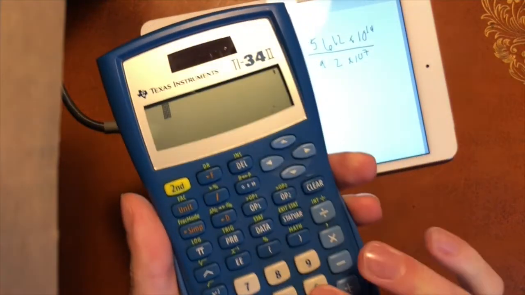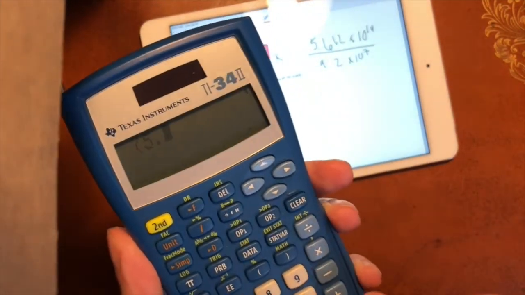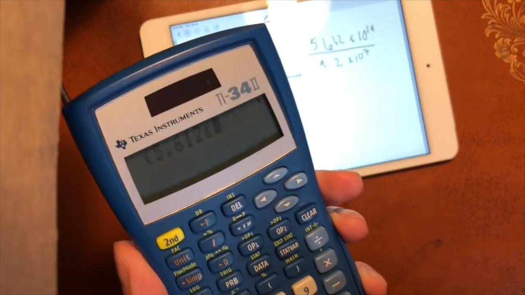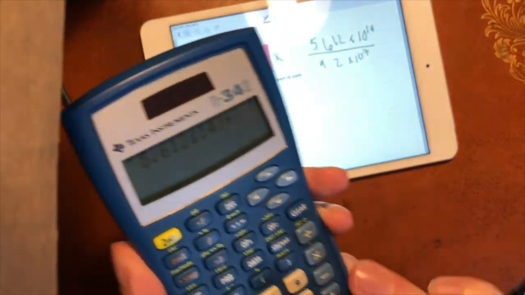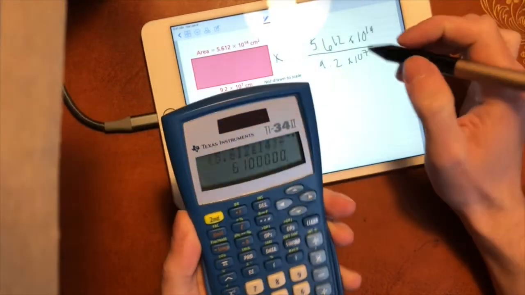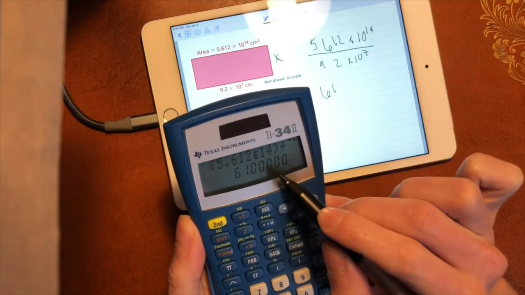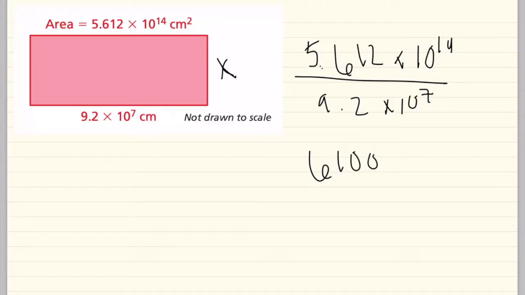So we're going to type 5.612 E14 divided by 9.2 E7, and we get 6, 1, and then 5 zeros. Well, in scientific notation, that's 6.1 times 10 to the 5 zeros plus 1 is 6. That's times 10 to the 6th.